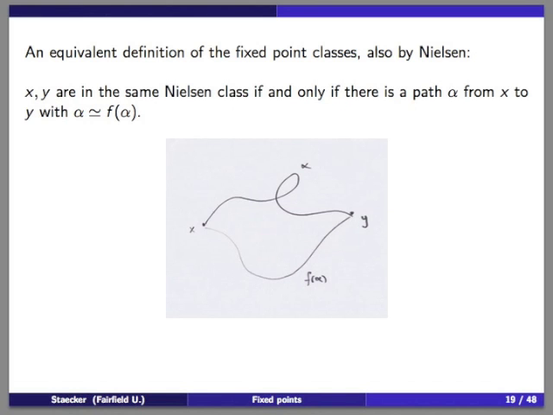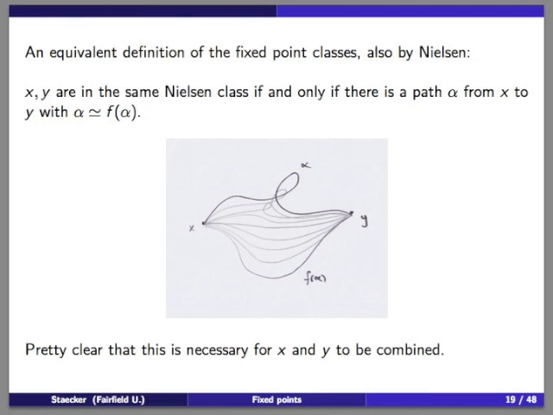So x and y are both fixed points. You take a path from x to y. Since x and y are fixed points, when you do the map, when you do f of alpha, it will again be a path from x to y. And the condition is that those two paths be homotopic as paths. If there exists such an alpha, then x and y are in the same Nielsen class. This is equivalent to what I just said about the covering spaces. All right.